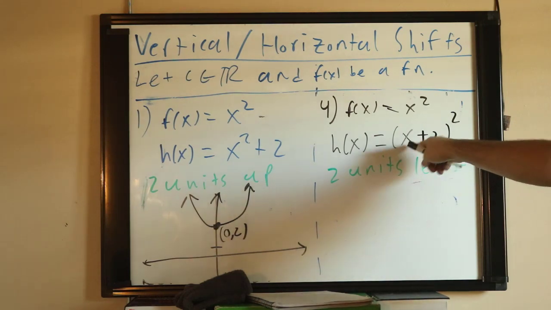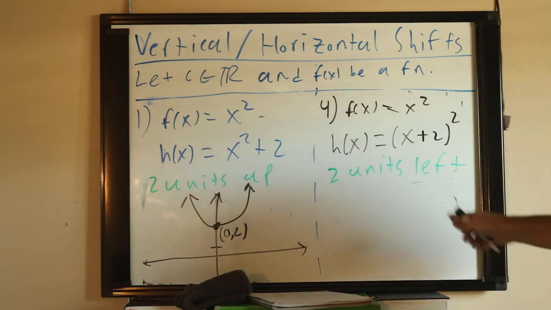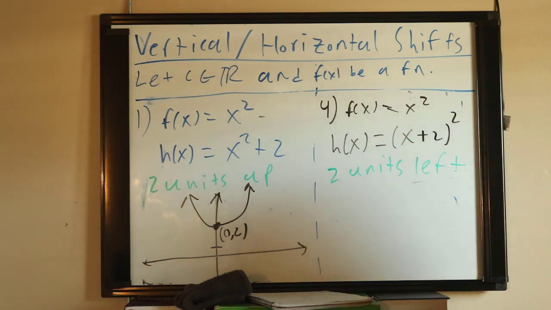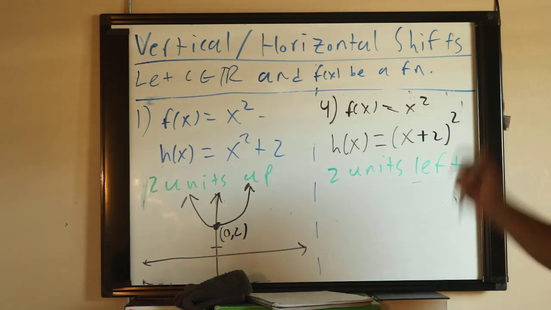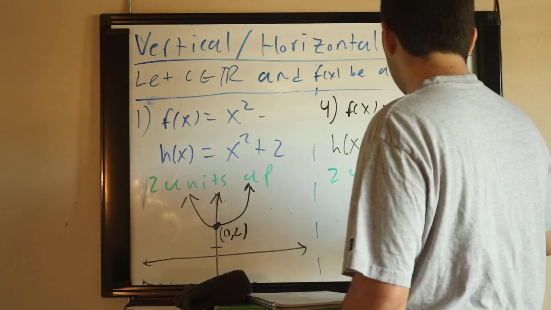We add 2 to x inside the function. Our function was x squared, so it is now (x + 2) quantity squared. That will successfully shift us 2 units left. What do I mean by that?